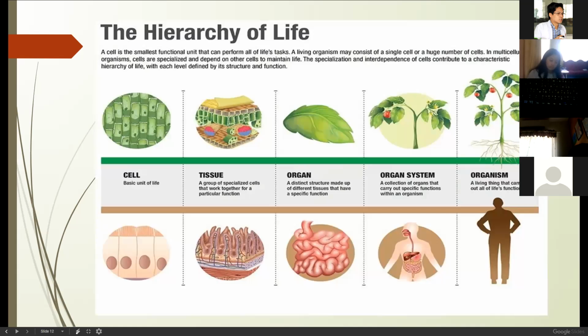Question so far? None. Okay. Again, we have less than a minute. This is the hierarchy of life. Again, the cell is the basic unit. If we group the cells, they will form a tissue. Correct? Now, if we group the tissues, they will form an organ.